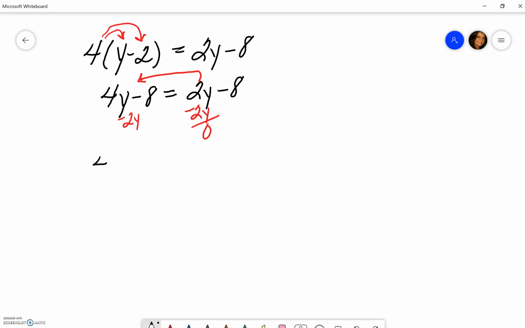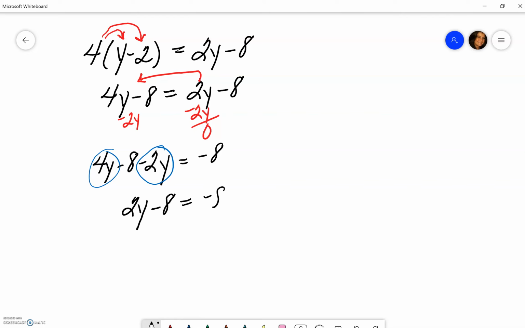So let's go ahead and rewrite that. So 4y minus 8. I didn't do anything with that. I'm just subtracting 2y on this side. And on the opposite side, we have negative 8 remaining. Now we can combine like terms. We have 4y minus 2y. And we know that'll give us the result of 2y. And I didn't do anything with the minus 8, so I'll just rewrite that.